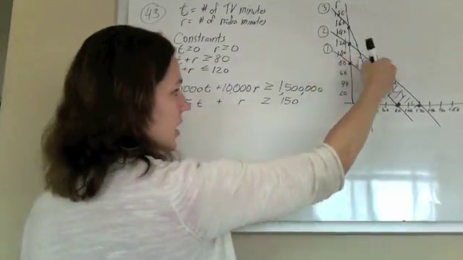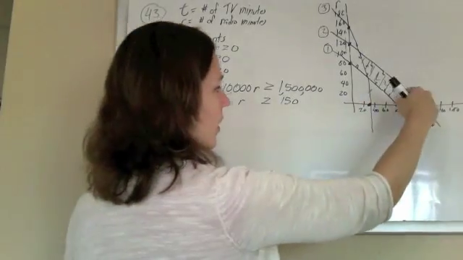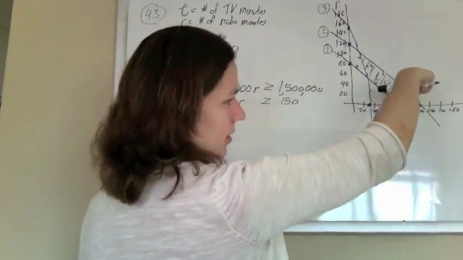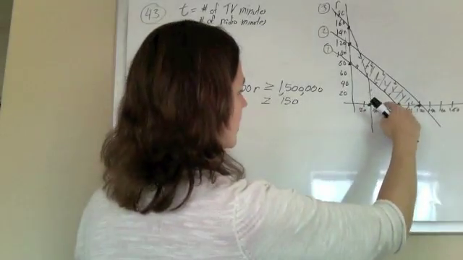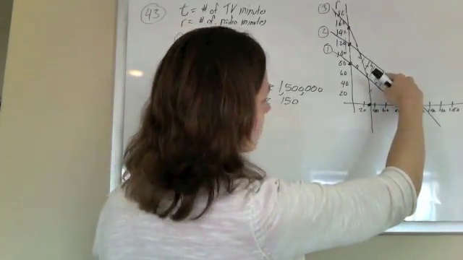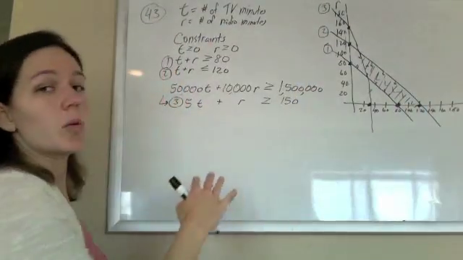So anything shaded here fits all of those constraints. I could have 80 TV minutes and 20 radio minutes, or I could have 60 TV minutes and 50 radio minutes. Anything in that shaded region will work.